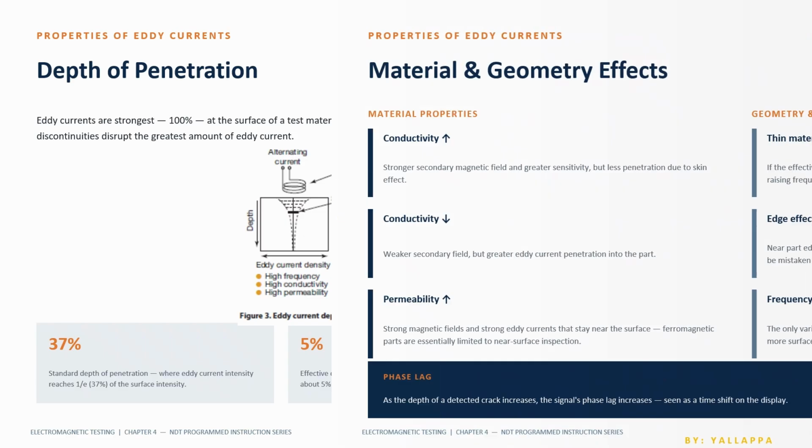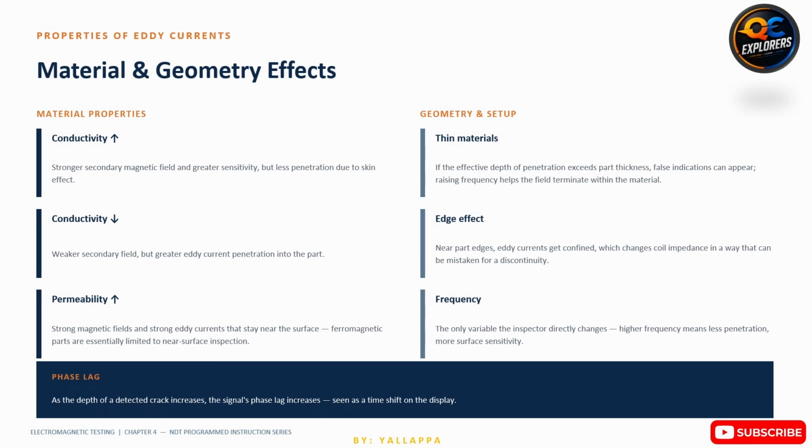signals. Although eddy current testing follows the same physical principles, the inspection response varies significantly depending on the material being examined and the geometry of the component. Let's begin with material properties.